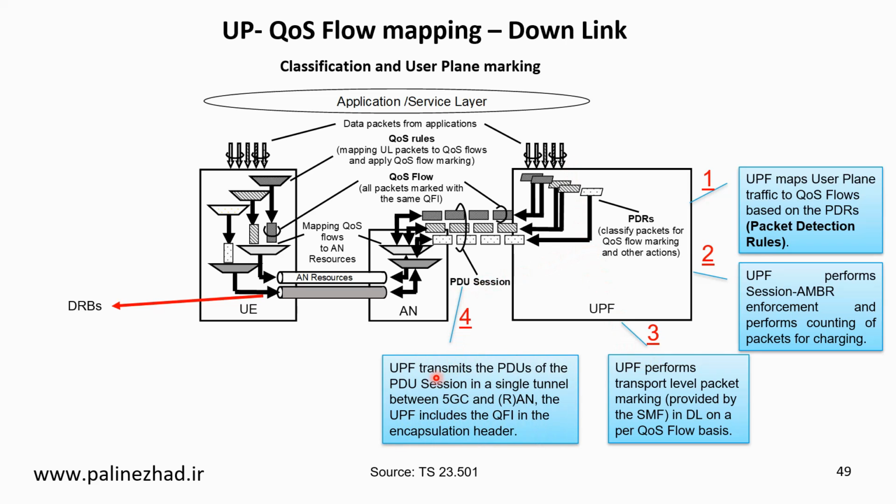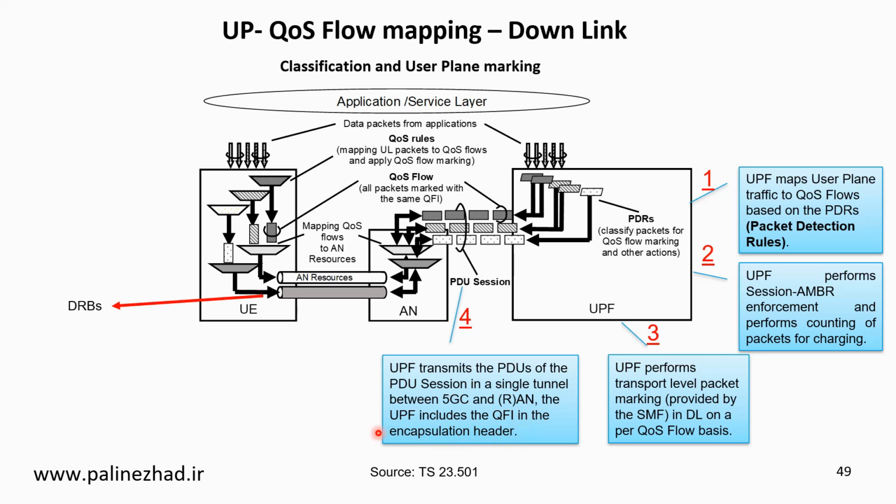Then in step 4, UPF transmits the packet data units of this PDU session in a single tunnel between 5G core and RAN. It's important. In a single tunnel, we cannot have several tunnels for one PDU. Okay, we have one single tunnel for PDU between 5G core and RAN, and we will see this in examples in next slides. The UPF includes the QFI in the encapsulation header.